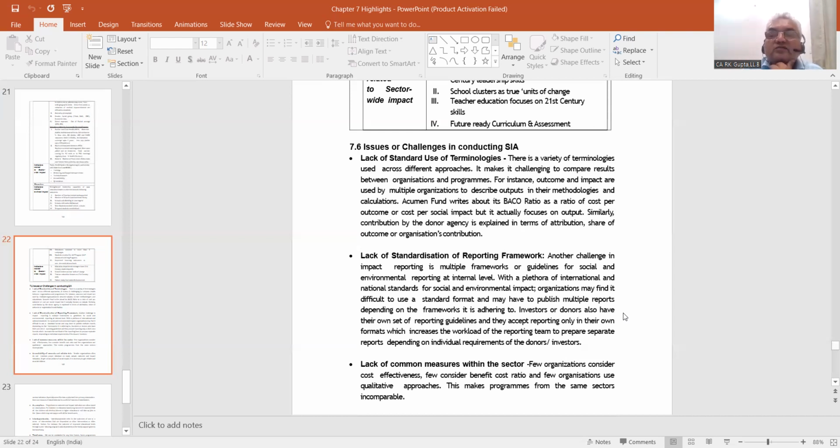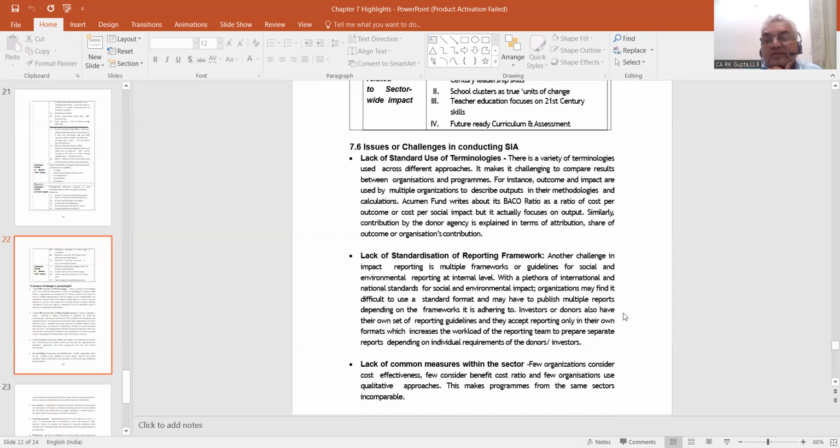Investors or donors also have their own set of reporting guidelines, and they accept reporting only in their own formats, which increases the workload of the reporting team to prepare separate reports depending upon individual requirements of the donors or investors. Like if you take a loan from a bank, every bank has its own reporting requirement. Similar is the reporting requirement here. The donors or investors who are investing in your project may dictate terms that, okay, you report to us in this format only.